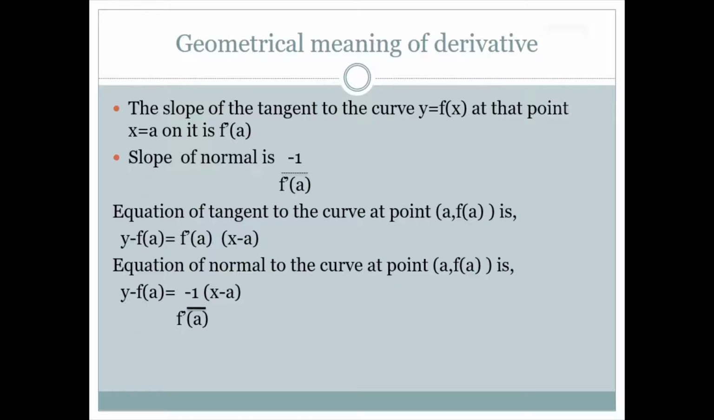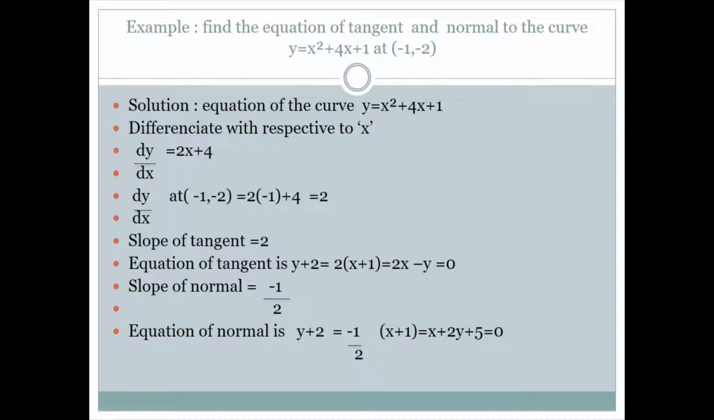Find the equation of tangent and normal to the curve y is equal to x square plus 4x plus 1 at minus 1 comma minus 2. Solution. Equation of the curve: y is equal to x square plus 4x plus 1. To find the slope of the tangent, differentiate the given curve with respect to x. So dy by dx is equal to 2x plus 4. Now dy by dx at minus 1 comma minus 2 is equal to 2 into minus 1 plus 4, which is equal to 2. Slope of tangent is equal to 2.